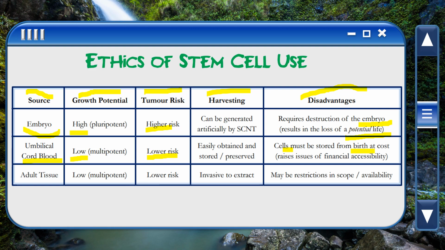Then we have another source, which is tissue from adults. Their growth potential is multipotent, it is low. Tumor risk is lower. Harvesting is invasive to extract. The disadvantage may be restriction in scope or availability. So that is ethics of using stem cells.